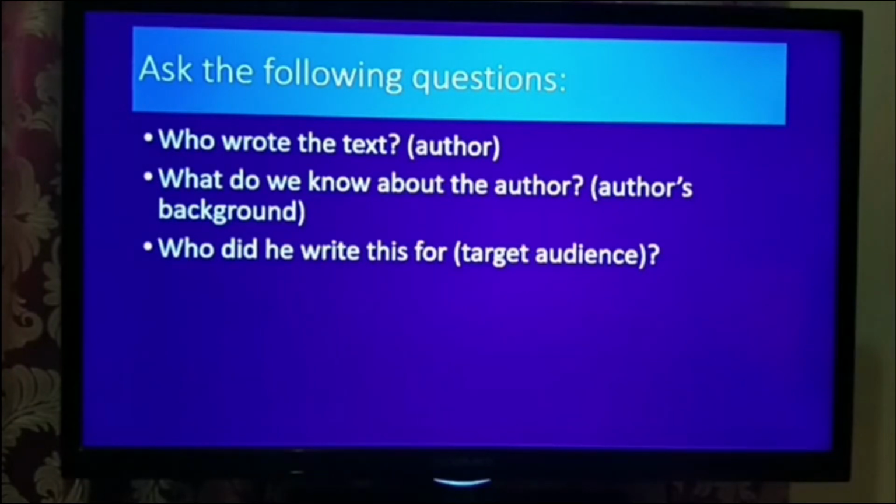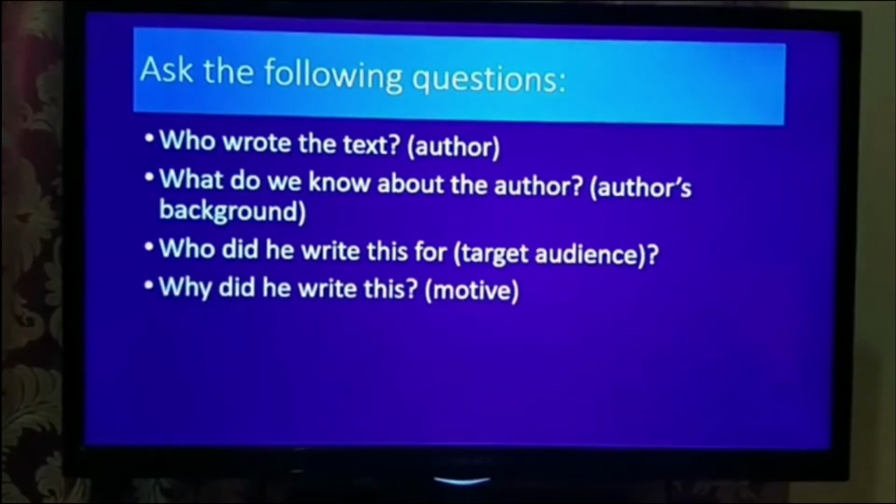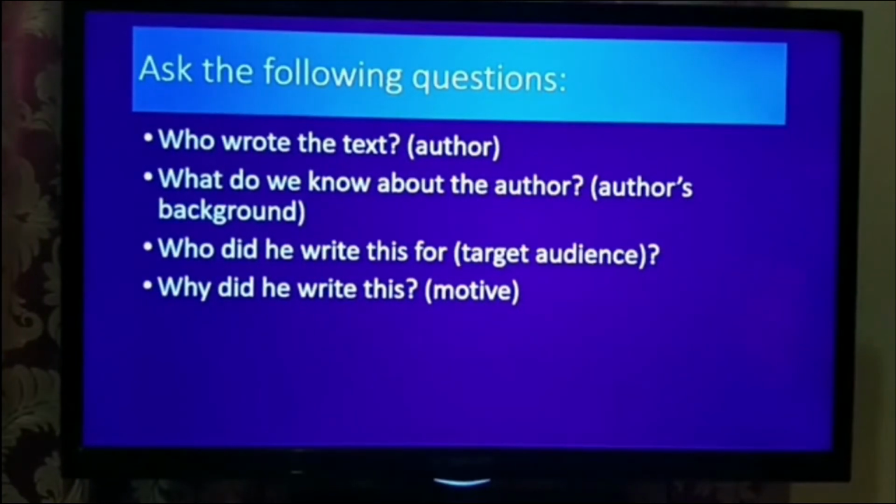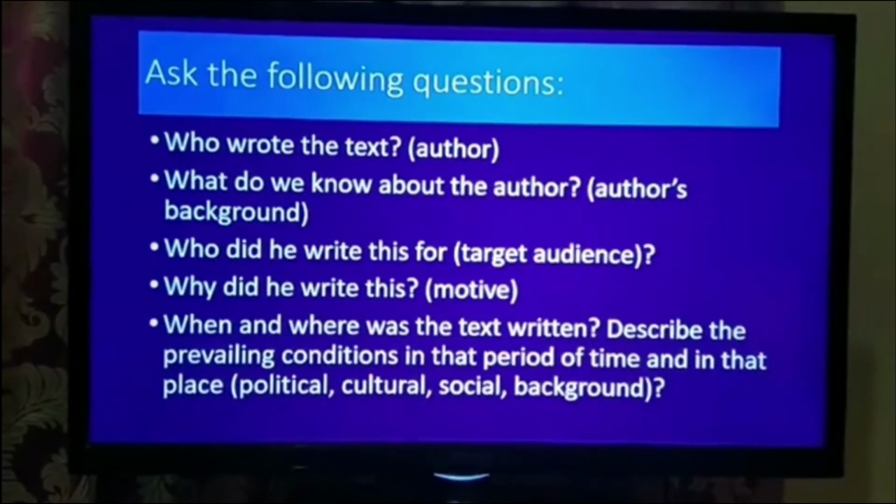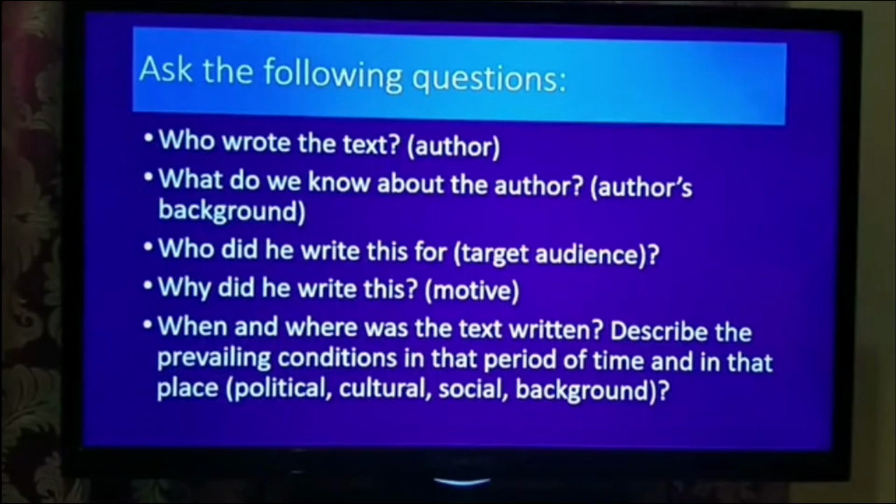Okay, so you try to find out who is the target audience. And why did he write this? What is the motive of the author? Just for documentation or for propaganda or something else? And when and where was the text written? Describe the prevailing conditions, just like what we have done a while ago in the previous slide. So that is contextual analysis.